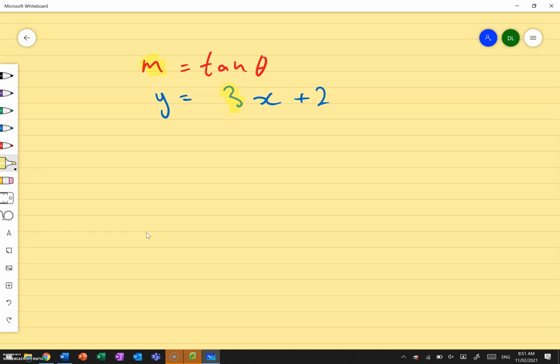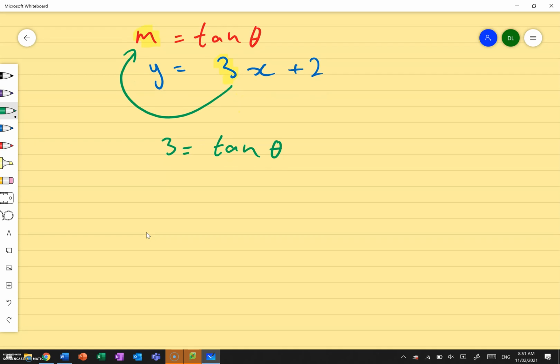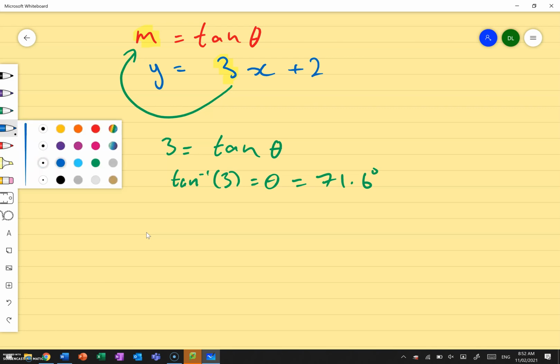Gradient, easy. So the gradient is this one. All I do is I substitute that. So I'm going to write 3 instead of m. That's correct. 3 instead of m, we'll write 3 equals tan theta. And how do I find the value of the angle? Did you guys do inverse tan in year 10, year 9? Easy. So I'm going to write tan inverse, or tan to the power negative 1, and then 3, which equals theta. Can someone put that in the calculator for me? Equals 71.6 degrees. Awesome.